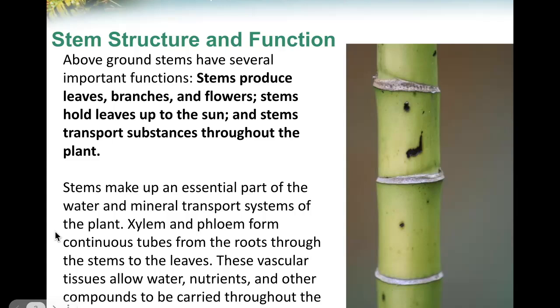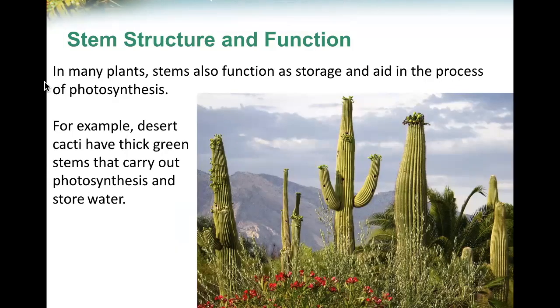Xylem and phloem form continuous tubes from the roots through the stems to the leaves. These vascular tissues allow water, nutrients, and other compounds to be carried throughout the plant. In many plants, stems also function as storage and aid in the process of photosynthesis. For example, desert cacti have thick green stems that carry out photosynthesis and also store water.